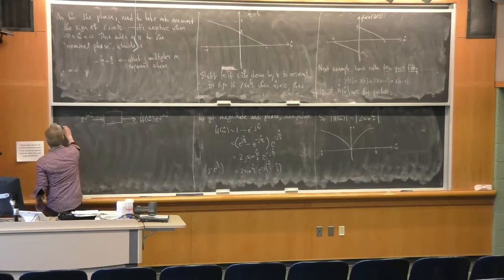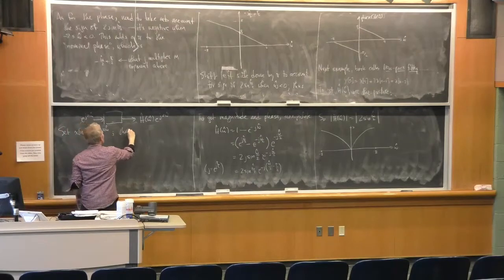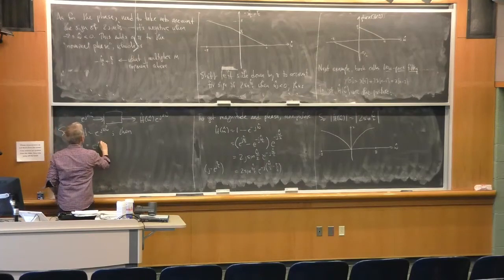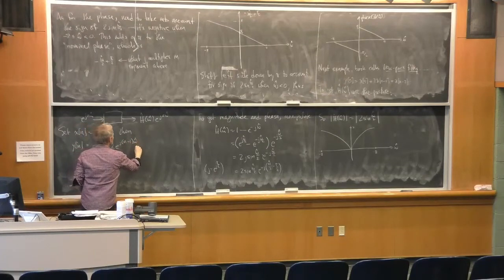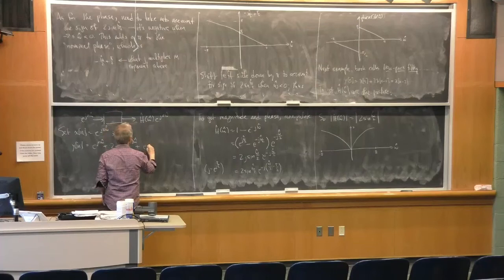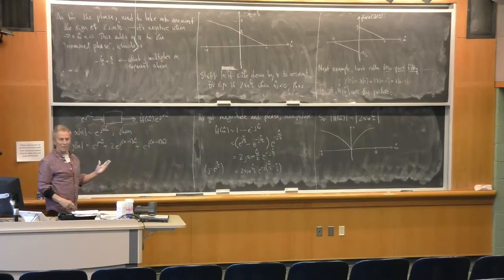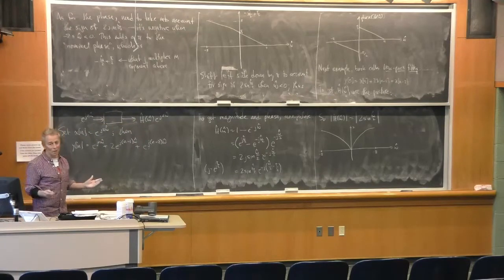This is the picture we want to use. If you put the signal e to the j n omega hat into the system, what comes out is going to be frequency response times e to the j n omega hat. Set x of n equal e to the j n omega hat. Then, what is y of n? y of n is x of n, so e to the j n omega hat, plus 2x of n minus 1, plus x of n minus 2. Notice to get x of n minus 1 and x of n minus 2, everywhere I see an n in x, I plug in an n minus 1, plug in an n minus 2.